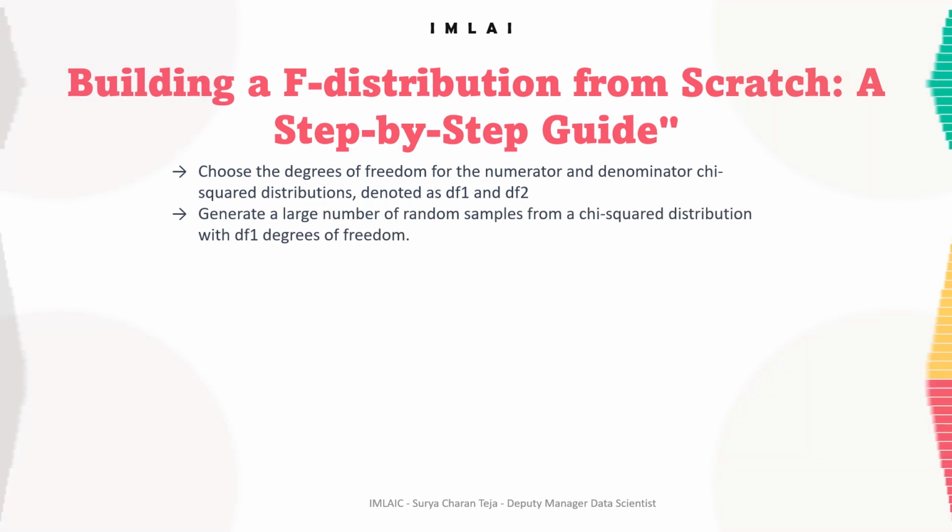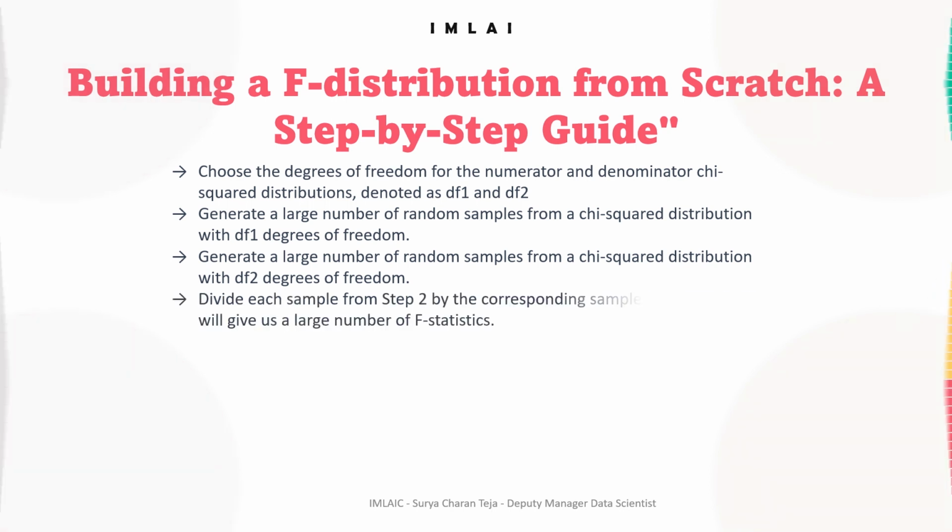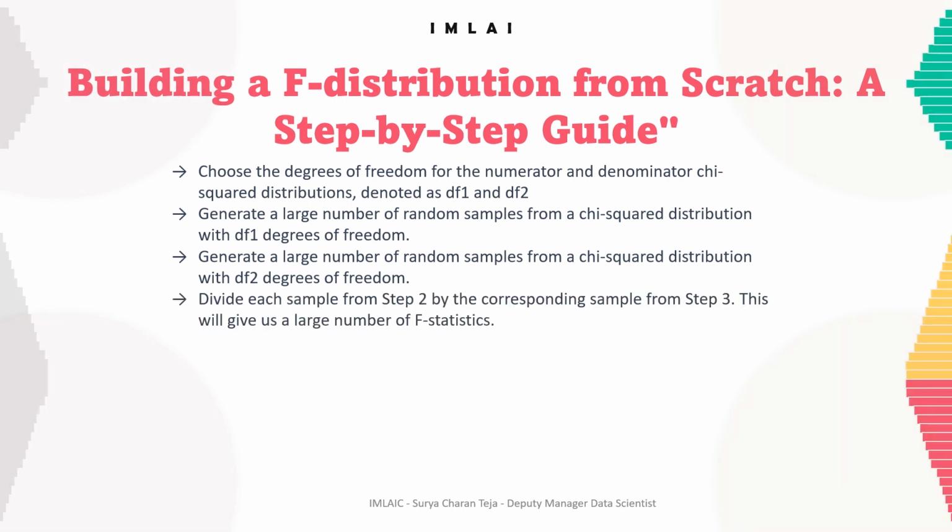Once that is done, you have to generate a large number of random samples from a chi-square distribution with df1 degrees of freedom. Same, you have to do it for df2 degrees of freedom. Once that is done, you have to divide each sample from step 2 by the corresponding sample from step 3. This will give us a large number of F statistics.